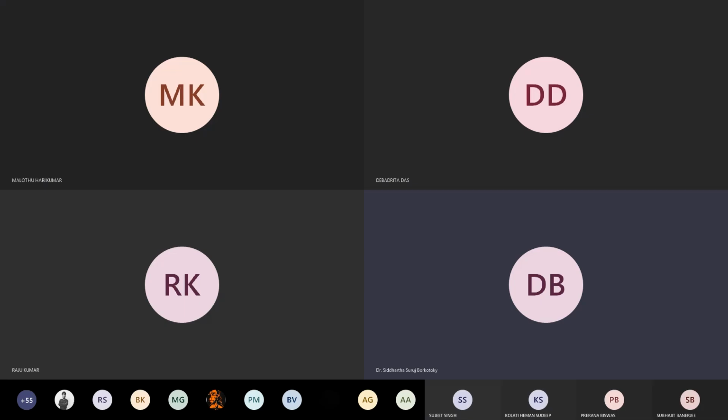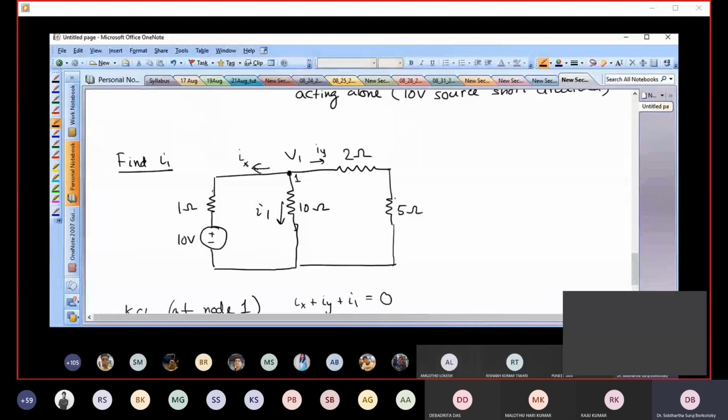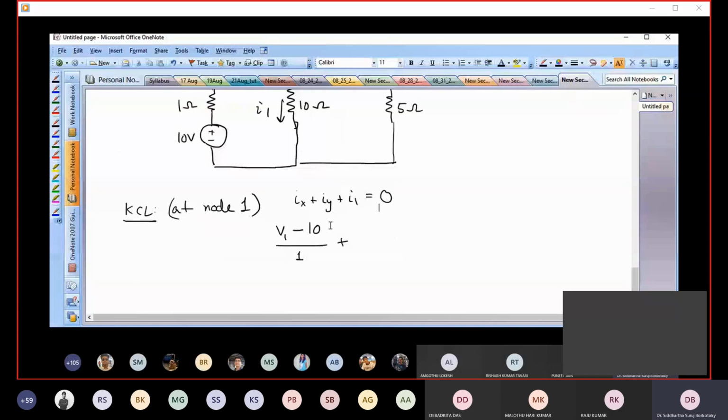Ix plus Iy plus I1 is 0. Right? Because Ix is moving out, I1 is moving out, Iy is moving out. So Ix, Iy, I1, everything added up, that should be equal to the total amount of current moving into V1, and then there is no current moving into that node 1. So we have Ix plus Iy plus I1 is equal to 0.